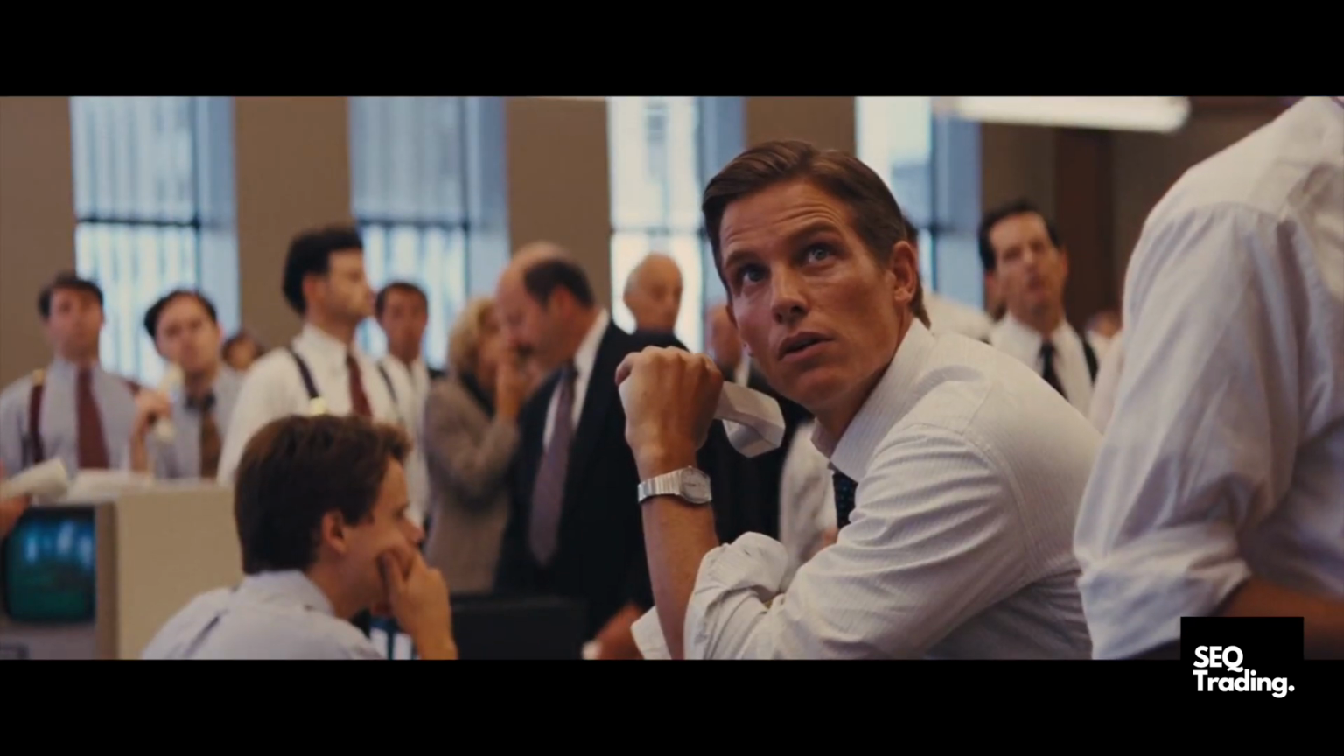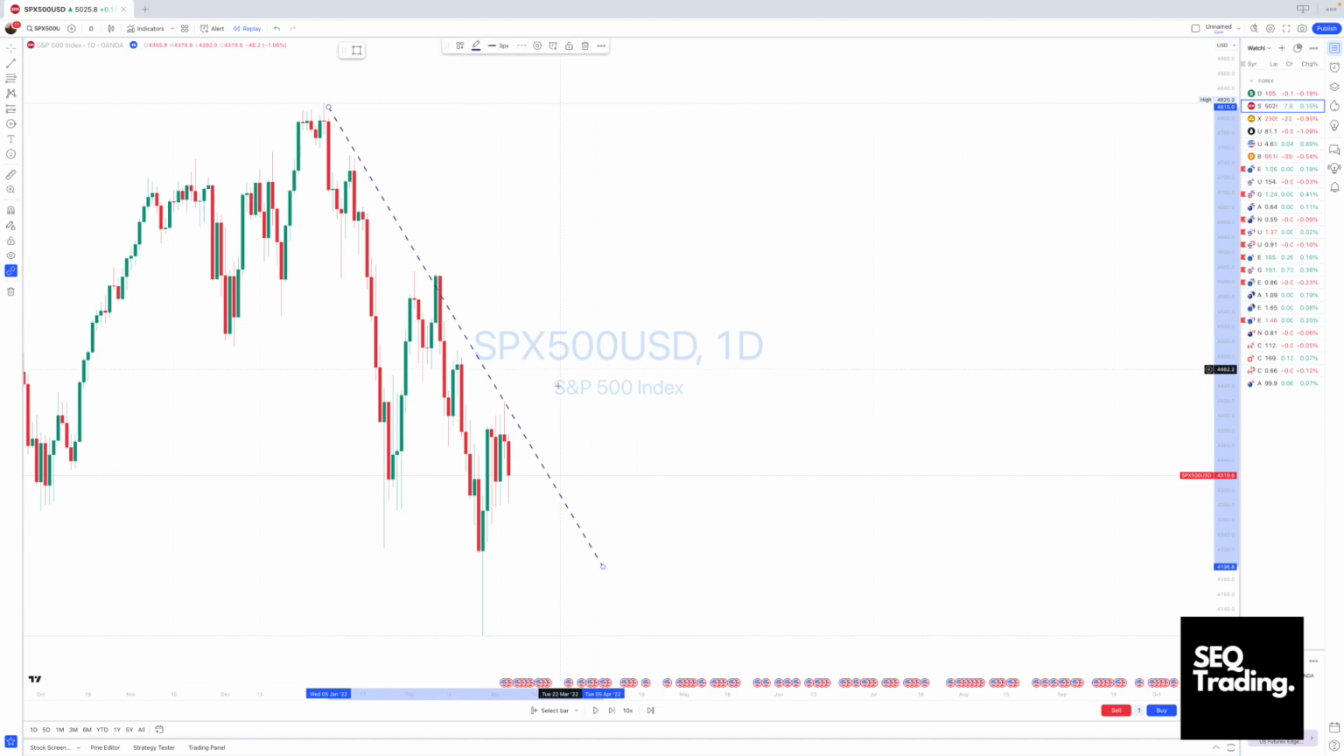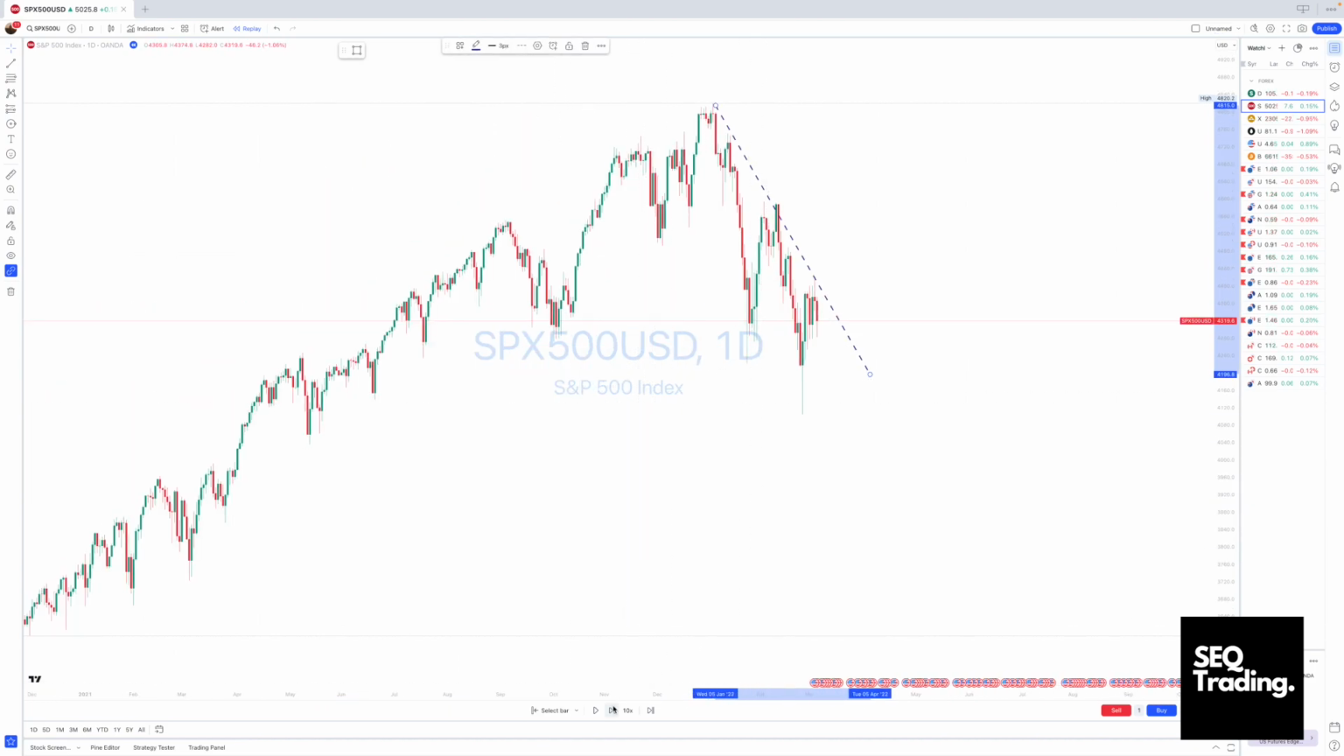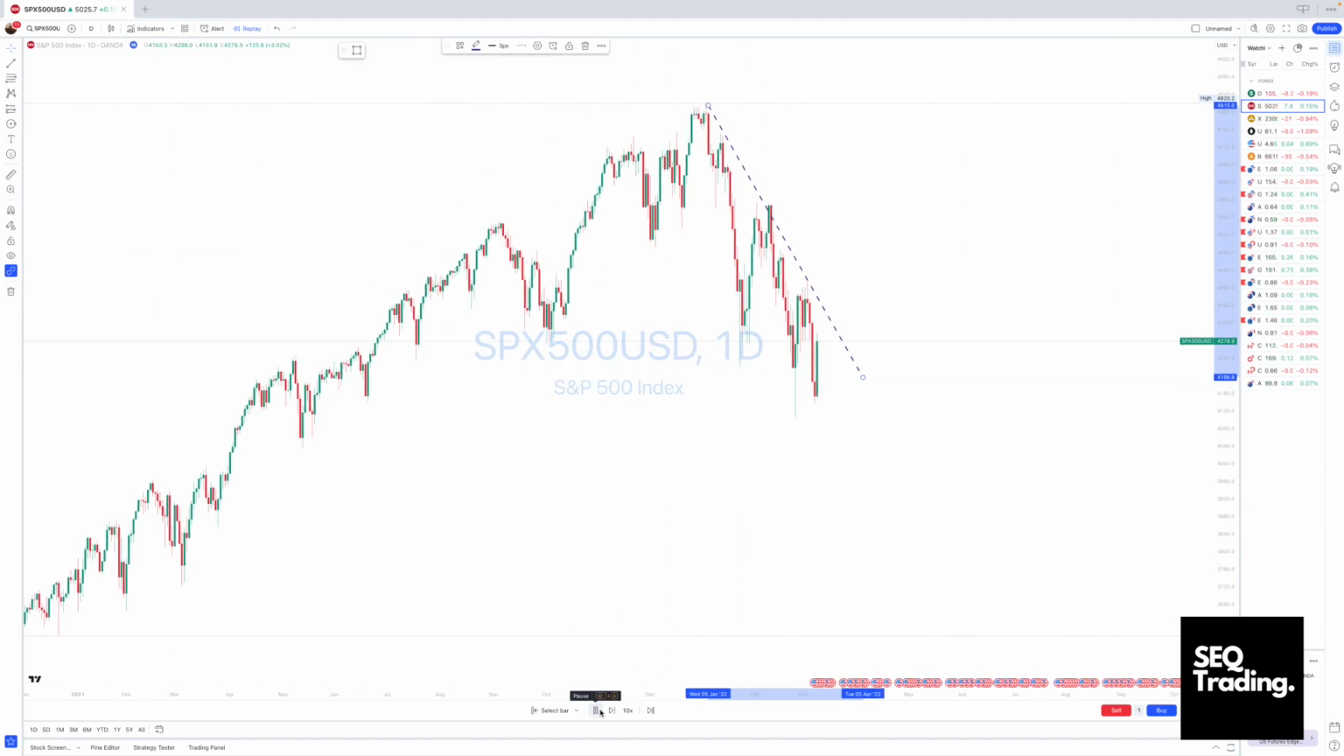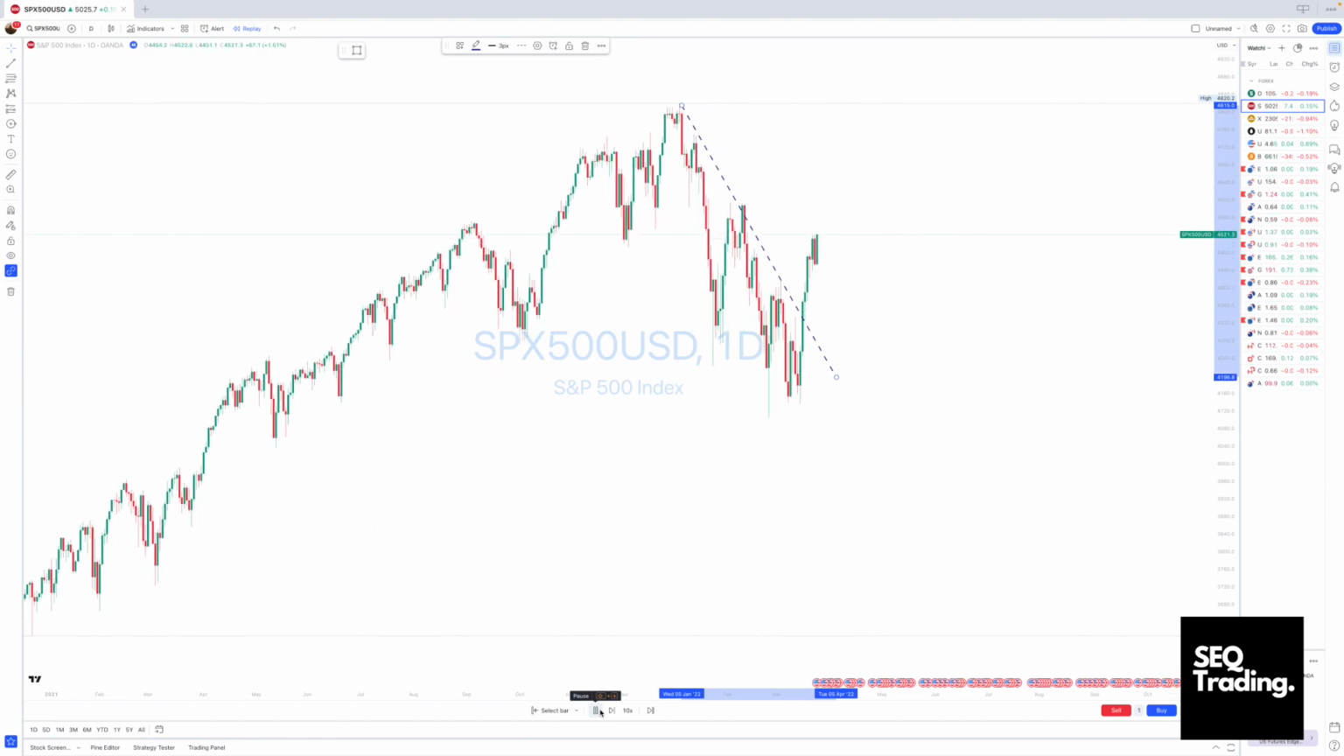As prices approach a trend line, traders often seek indications such as rebounds from the trend line or breakthroughs, assisting in identifying potential entry or exit points.